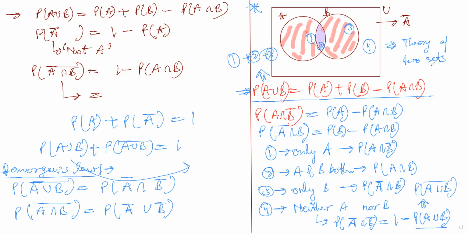This is basically theory of two sets. So event A, can you tell me the portions under event A? I'll ask you some questions now, so I can understand your understanding of this concept. So just tell me the portions. What are the portions in event A? It's okay, you can give the wrong answer.